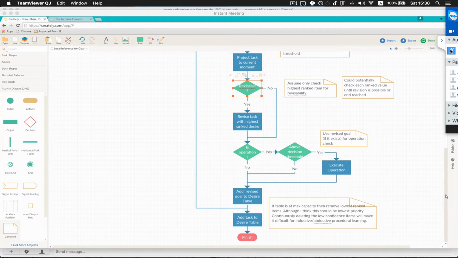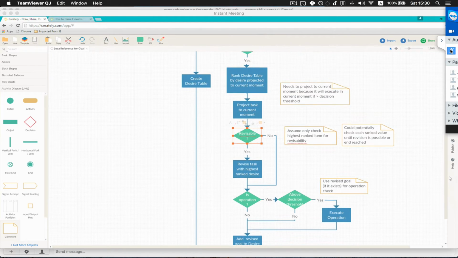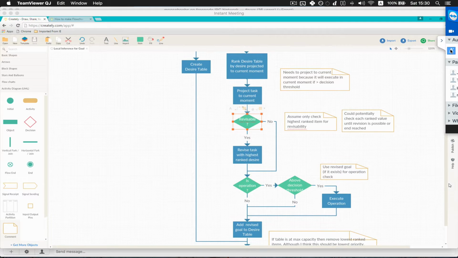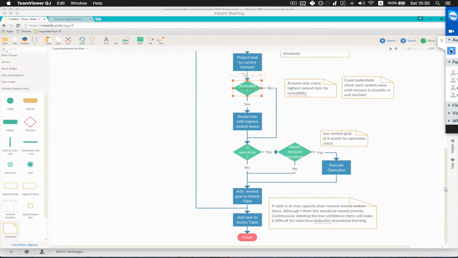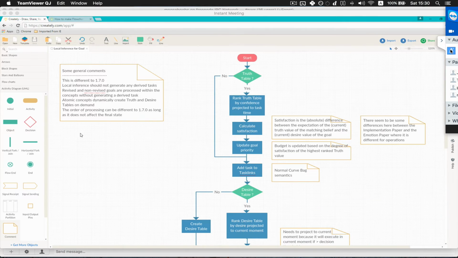I think I wrote this comment before I'd made the connection that everything happens in the current moment. In fact, I'd even made a comment up here after I realised it needs to project to the current moment, because it will execute in the current moment if the decision threshold is exceeded. Yes. Okay. No, I'm cool with that. That was my last question. Let me just check my notes, make sure I'm not missing anything. Yeah, we're okay with that. That's fine. I'm good on that.